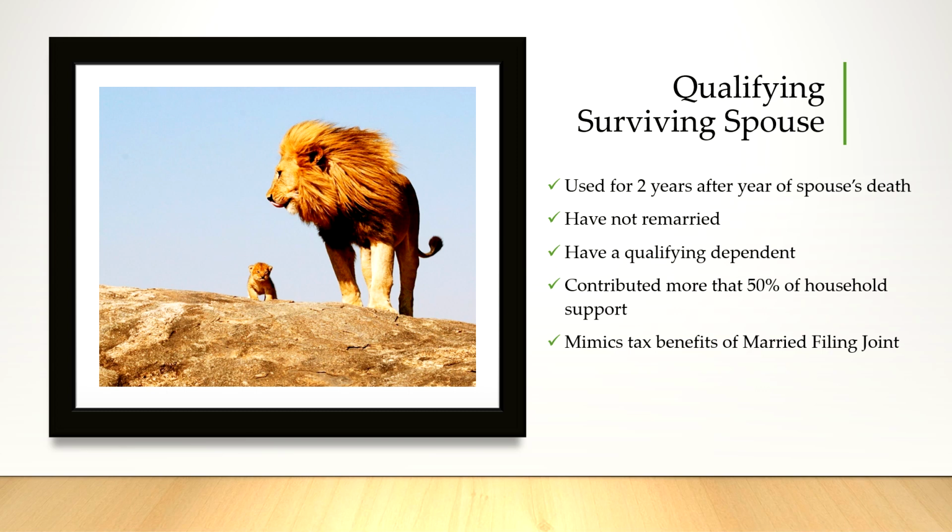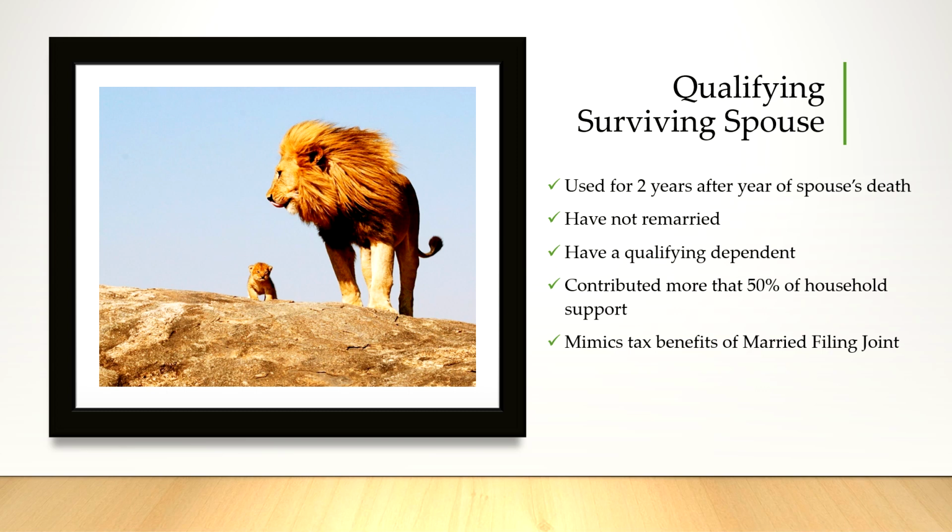And on to our final filing status, and the second of our two special filing statuses. We have qualifying surviving spouse. This filing status is only used for 2 years after the year of the other spouse's death. The taxpayer must not have remarried. They must also have a qualifying dependent, and they must have contributed more than half of household support.